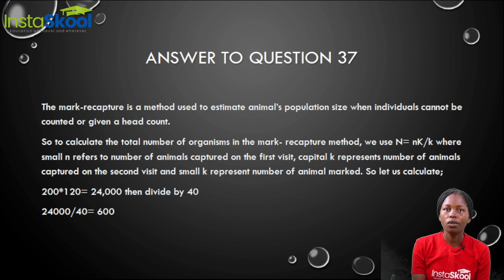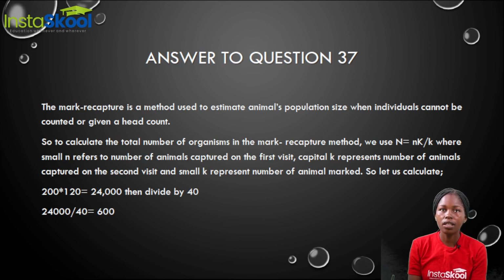Now, the capital N refers to the total number of organisms, while the small n refers to the animals that are captured on the first visit. The capital K represents the number of animals that are captured on the second visit. And lastly, the small letter k represents the number of animals marked.